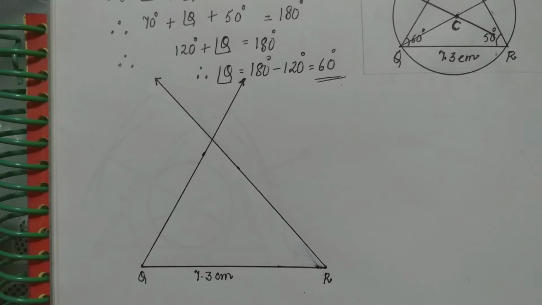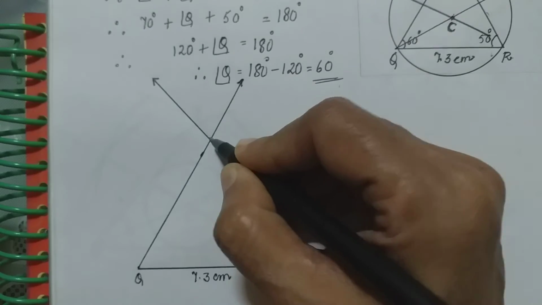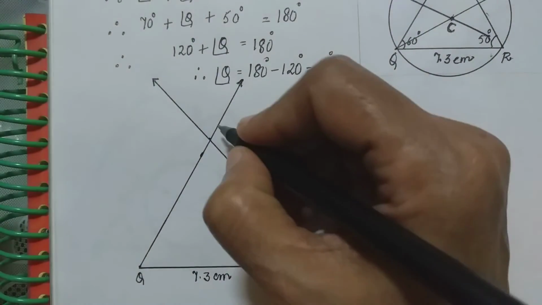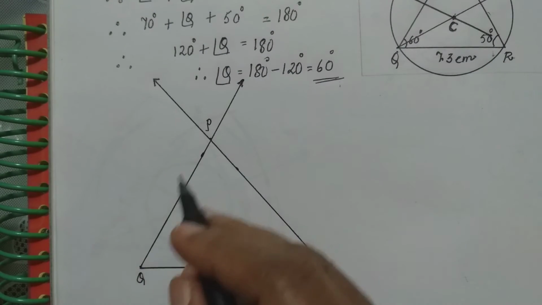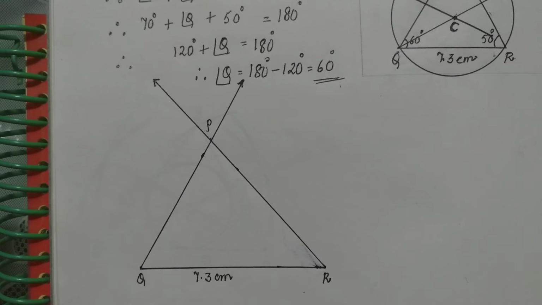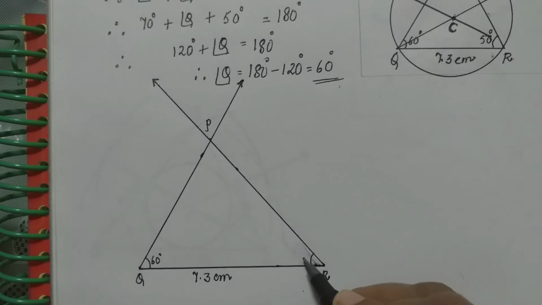Now the point where these two rays meet will be the third vertex. QR is marked. So the third vertex is P. So we have completed drawing triangle PQR. Now let us write the measures of the angles. This is 60 degree and this is 50 degree.